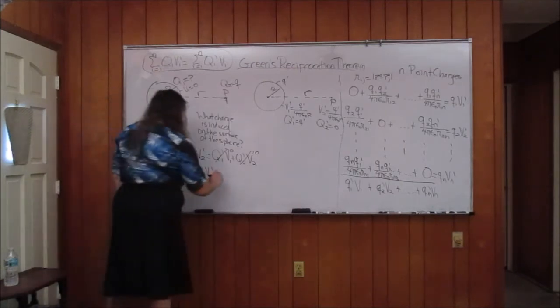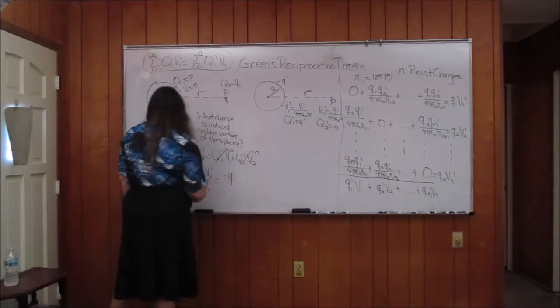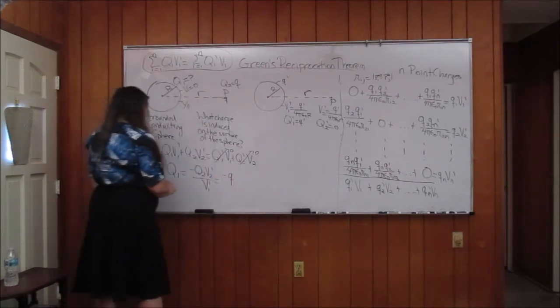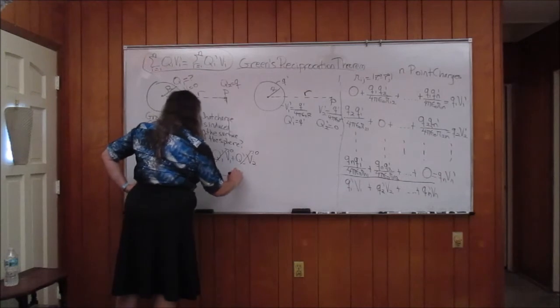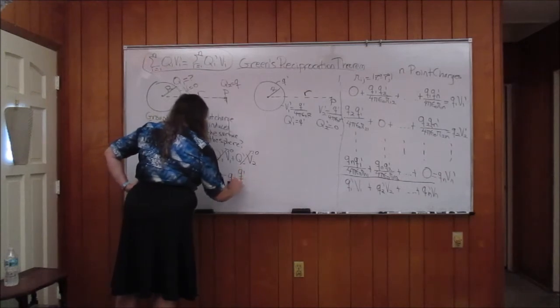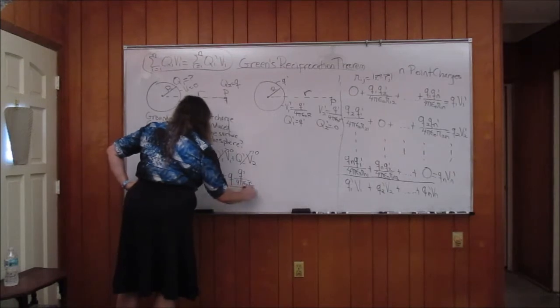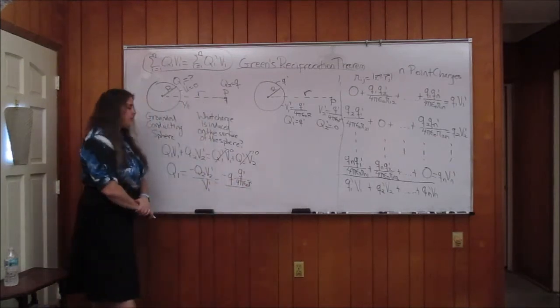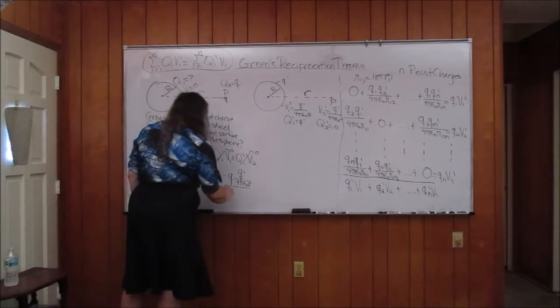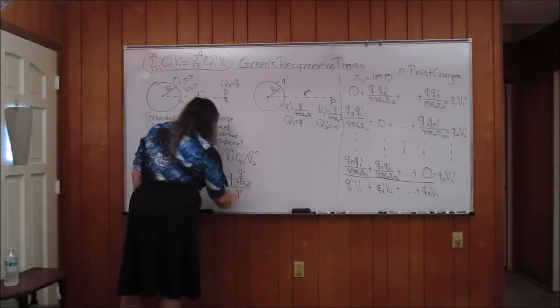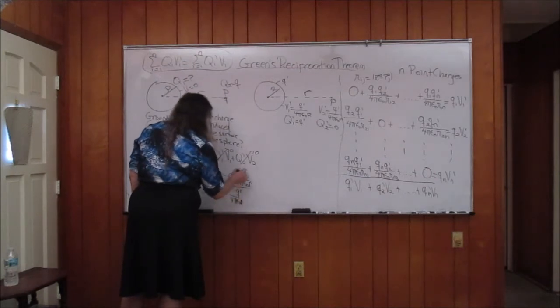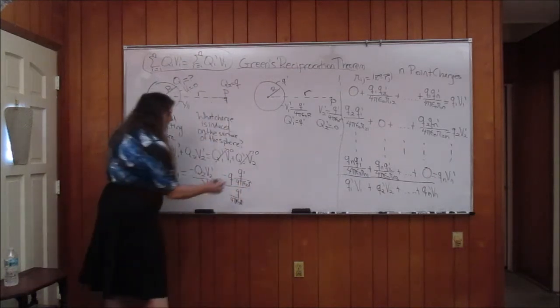Big Q2 is just equal to minus Q, and V2 prime is just equal to Q prime over 4 pi epsilon naught lowercase r, and in the denominator, Q prime over 4 pi epsilon naught uppercase r. Now the Q primes drop out.